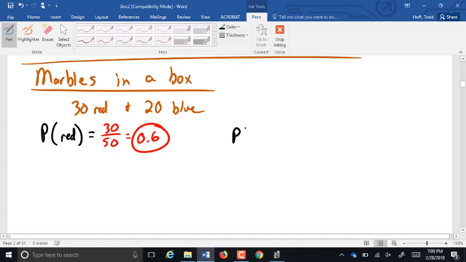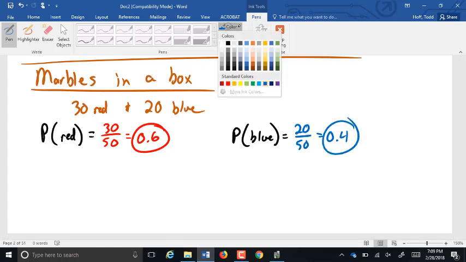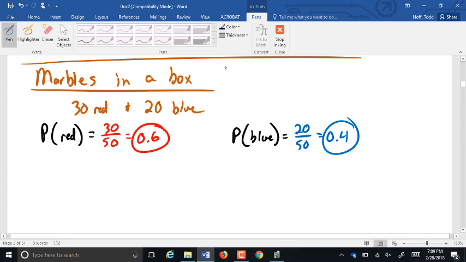What's the probability of reaching in there and randomly pulling out a blue one? 20 out of 50, good. Or a 0.4. So those are simple probabilities. Now, let's look at something called compound events. Don't need to know this term, but compound events involve an experiment where more than one thing has to happen. I'm going to reach in there and I want to draw out 2 marbles.